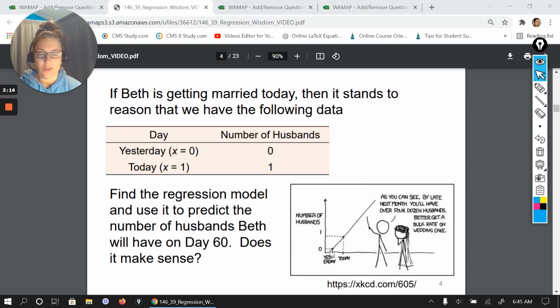They're drawing a straight line through those 2 data points. And this person says, as you can see, by late next month, you will have over 4 dozen husbands. Better get a bulk rate on wedding cake. So this is an example of extrapolation, and it definitely doesn't make sense for our data here.